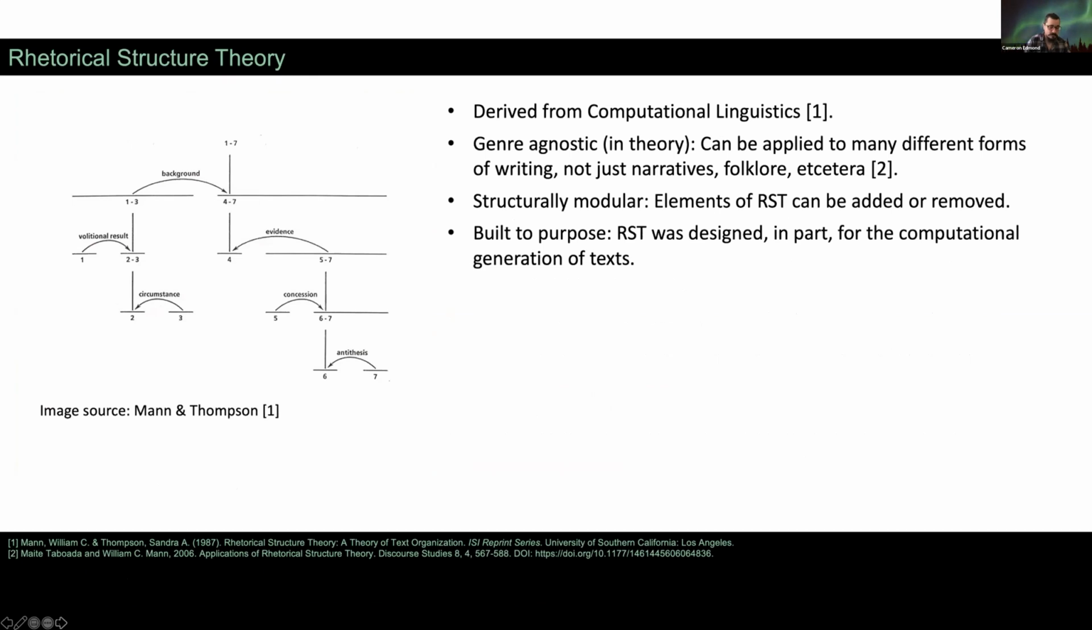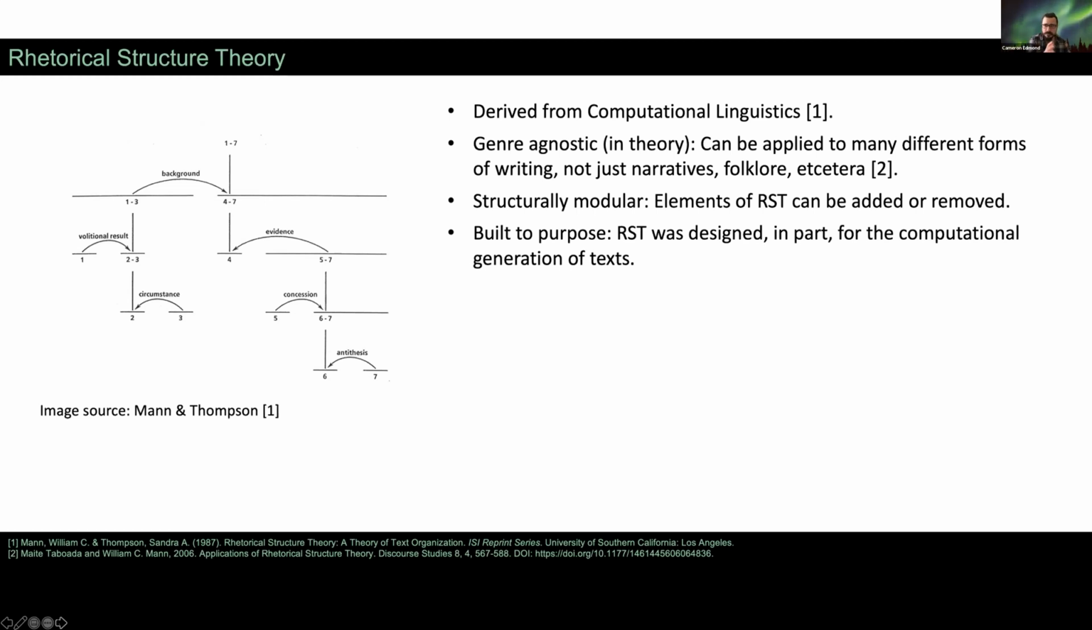RST suggests that a text is made up of a nucleus, such as a short statement, and satellites, which are other textual elements that relate to the nucleus. Satellites might provide background information and elaboration. They might present an opposing view. And complex texts might have more than one nucleus. They might have multiple nuclei.